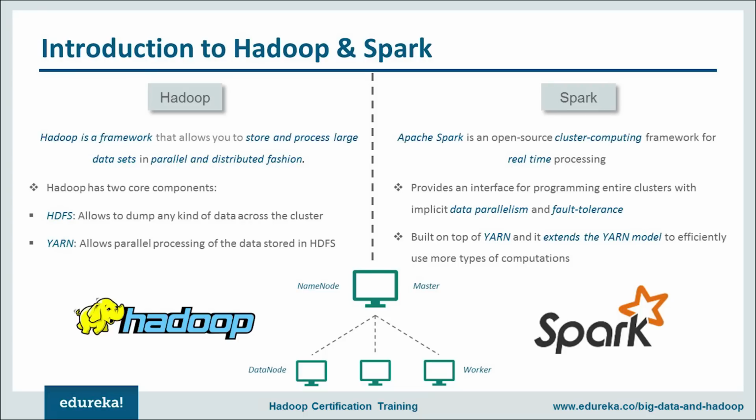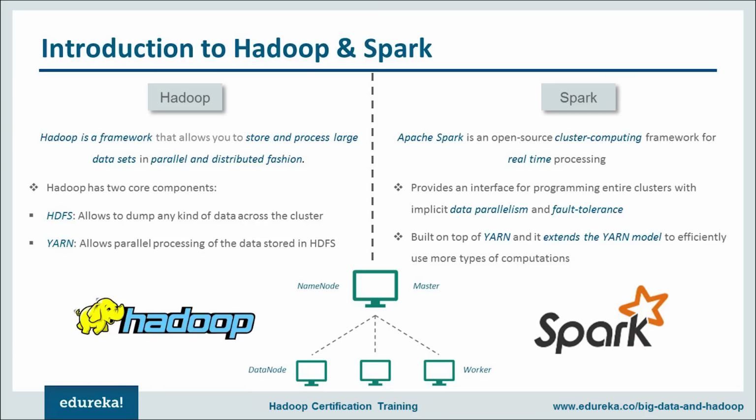So now let's take a look at what Hadoop is and what Spark is. Hadoop is a framework where you can store large clusters of data in a distributed manner and then process them in parallel. Hadoop has 2 components. For storage, it has HDFS, which stands for Hadoop Distributed File System, and it allows you to dump any kind of data across the Hadoop cluster, and it'll be stored in a distributed manner on commodity hardware for processing.